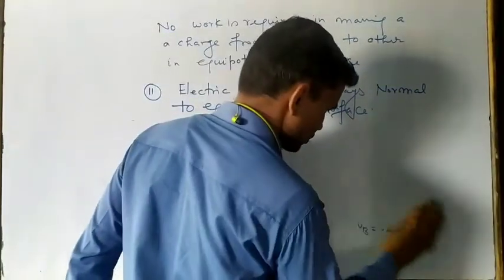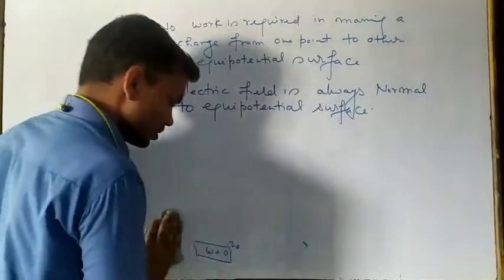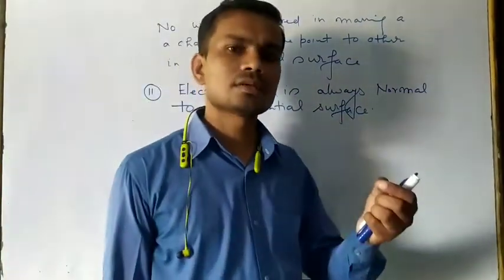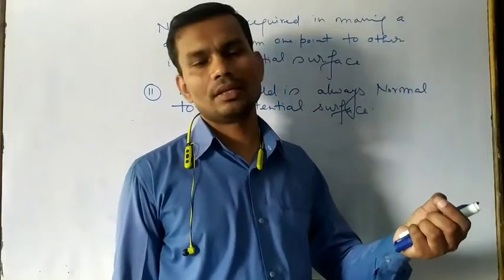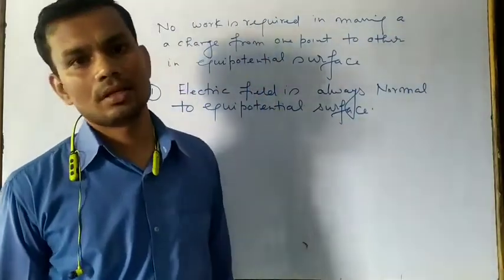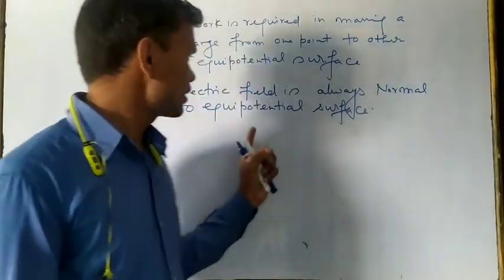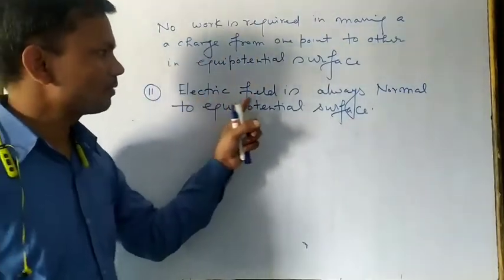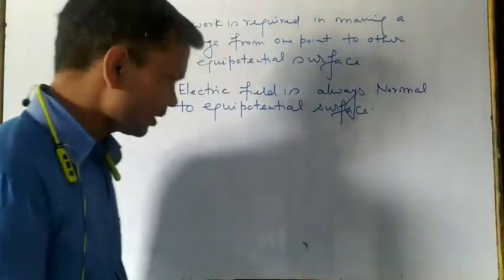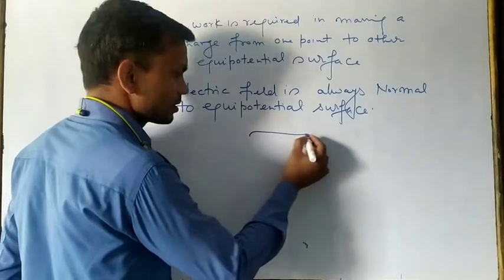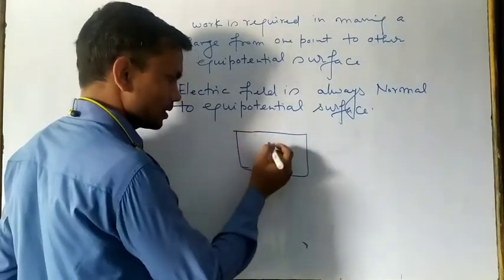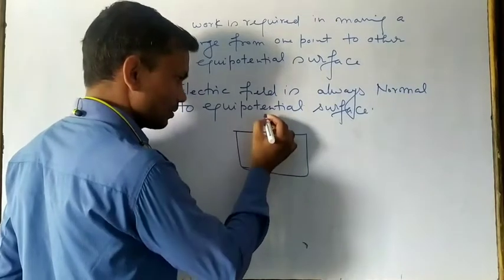So for justification, see. In the first one we discussed that suppose we have an equipotential surface, and on that surface if you move any unit positive charge, or any charge, from one point to another, no work is required. And the second one we have written is that electric field is always normal to the equipotential surface. Means suppose this is the equipotential surface, right? This is the equipotential surface. And then the direction of electric field is what?